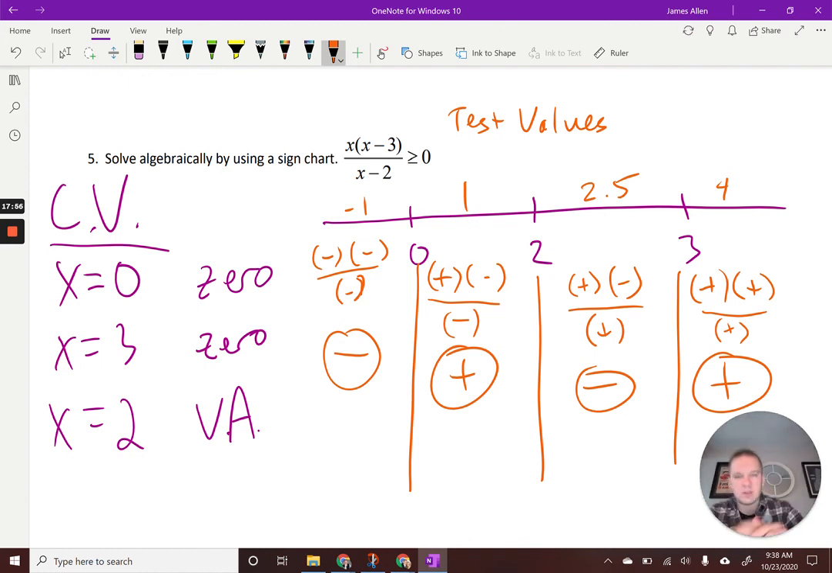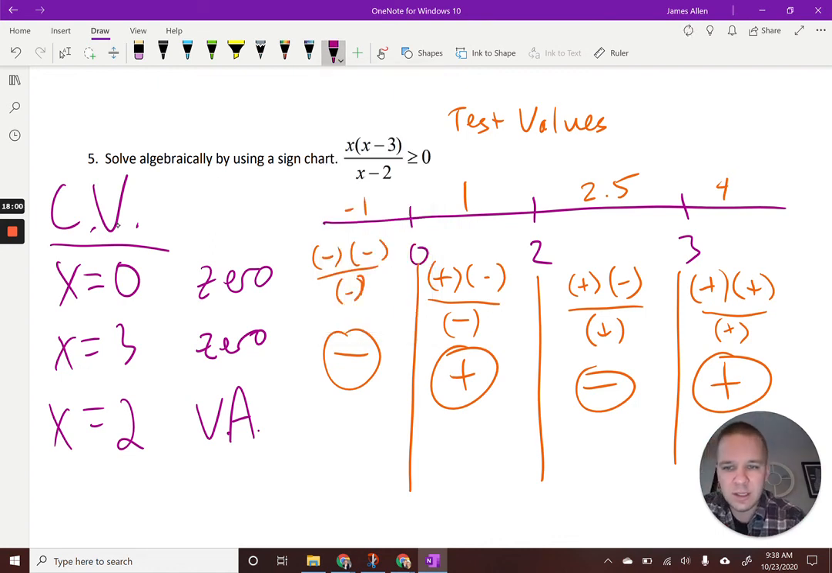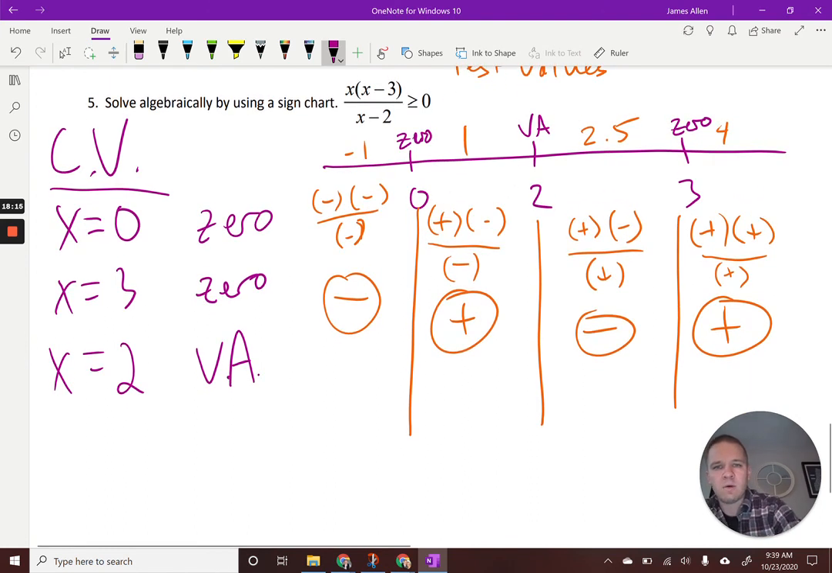Wonderful. Now let's go to what this is asking here. And I almost forgot again. This is a 0. 2 is a vertical asymptote. And then 3 was a 0. Definitely something we want to jot down. So now we want it to be greater than or equal to 0. Well, where is it greater than or equal to 0? That would be right here and right here.